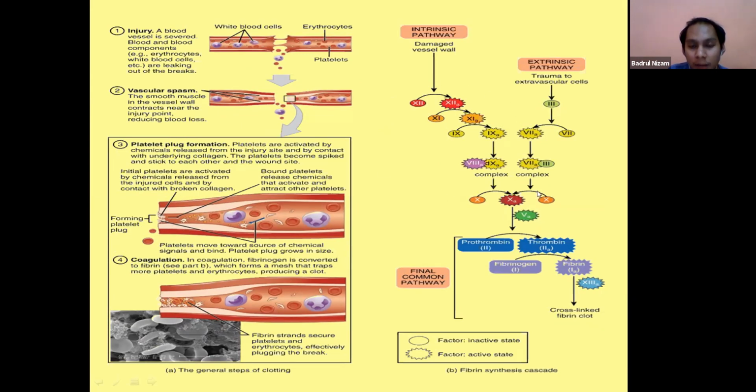For the coagulation pathway, I think you guys are very familiar with this pathway. We have the intrinsic and extrinsic pathway. The intrinsic pathway is triggered by the damage to the vessel wall. So it will cause the activation of factor 12, factor 11, 9, and then factor 8, which will cause activation of factor 10 and then cause conversion of prothrombin to thrombin, which leads to the conversion of fibrinogen to fibrin that will eventually stabilize the primary hemostatic plug. And the extrinsic pathway involves factor 3 and also factor 7.